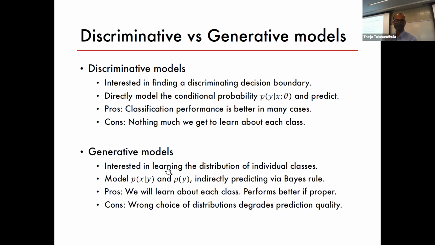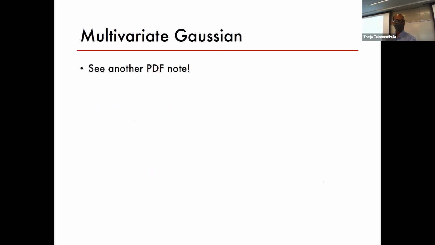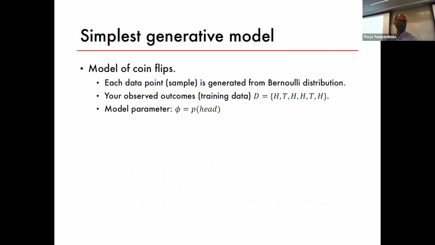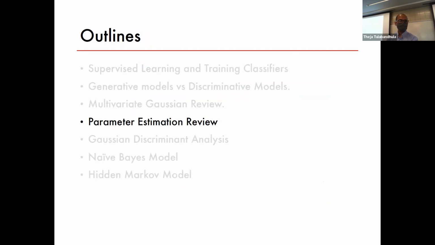In fact, naive Bayes has the assumption that P of x given y has a product form. That's the assumption there, but we'll see when we get there. So let's look at some parameter estimation just as a recap.